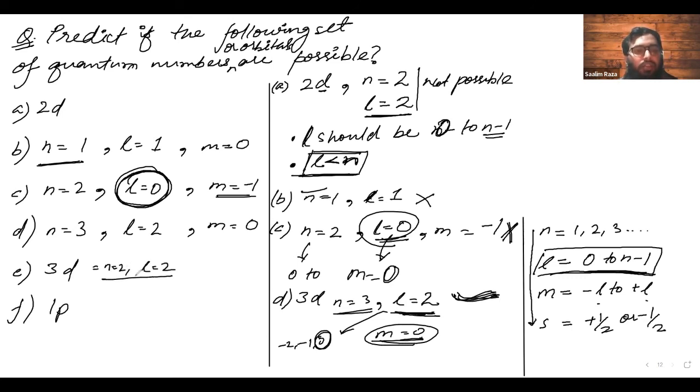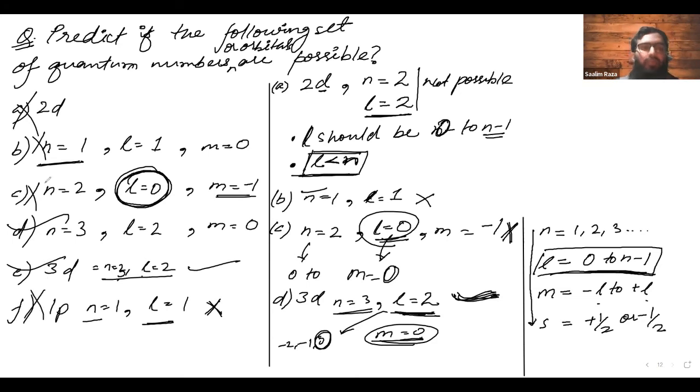For 3D, n is equal to 2, L is equal to 2. We see that L is less than n, and this is possible. For 1P, n is equal to 1, and L is also equal to 1. But the criteria is that L should be less than n. Here n is equal to L, so it is not possible. So 2D is not possible. B is also not possible. C is also not possible. D is possible. E is possible.